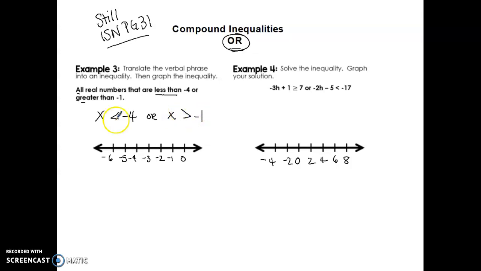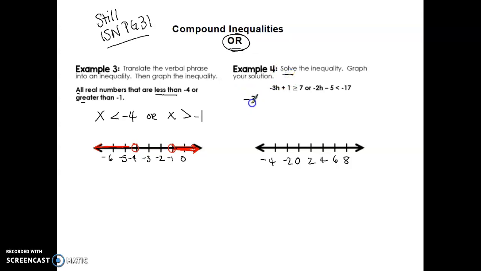So remember, if it doesn't have an equal sign, you are going to use an open dot at -4. Less than means you shade to the left. An open dot at x is greater than -1, and when it's greater, you shade to the right. All right, so they didn't meet up in the middle like the and ones did. The solving is still the same.